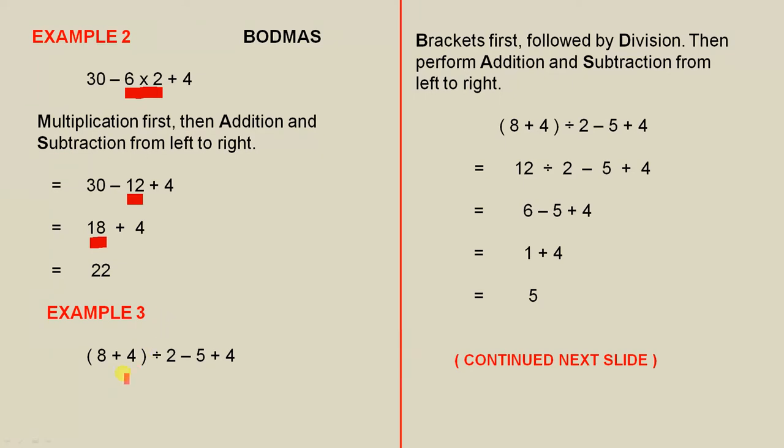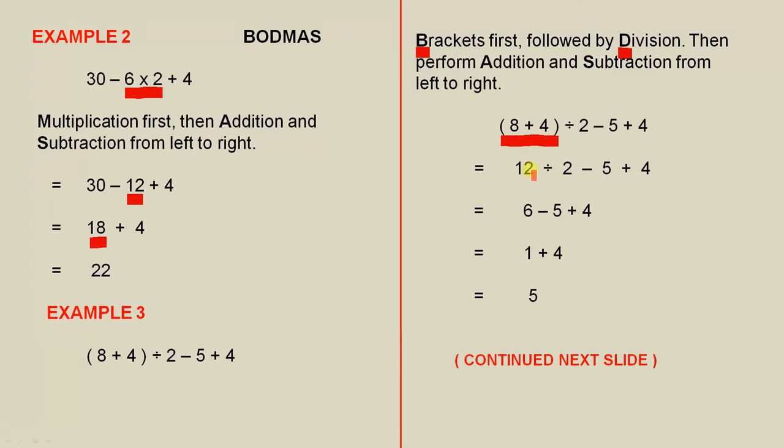Example 3, this calculation here, we've introduced brackets now. We also have division, some subtraction and addition. So, Bodmas tells us that we do brackets first, followed by division, then perform addition and subtraction from left to right. So let's do the brackets first.